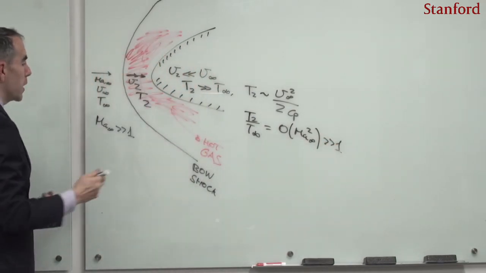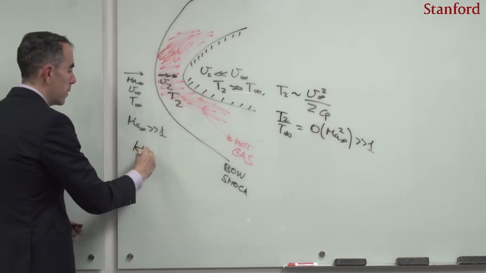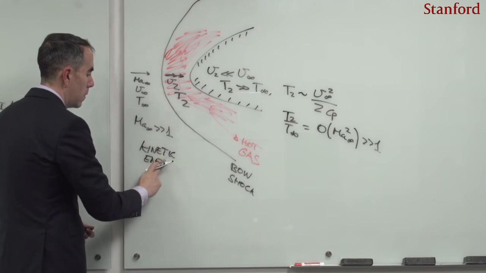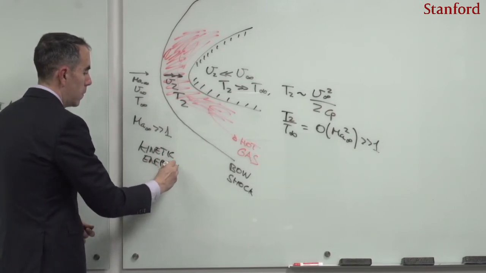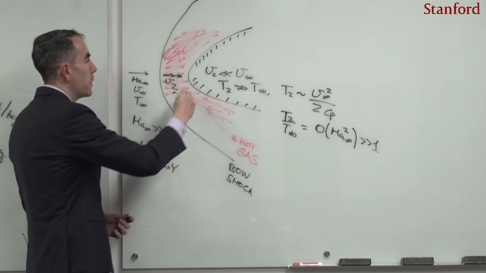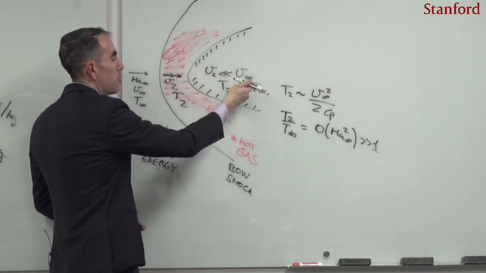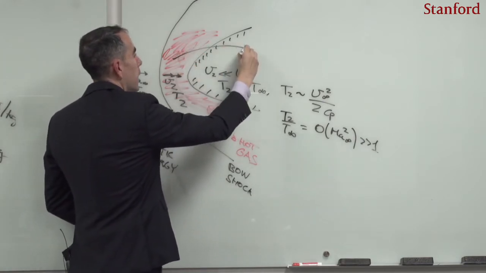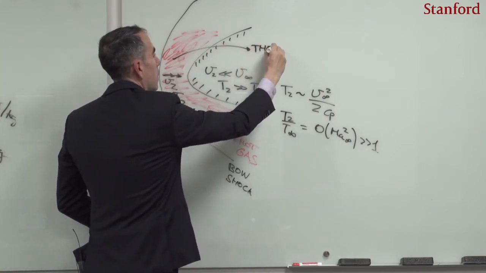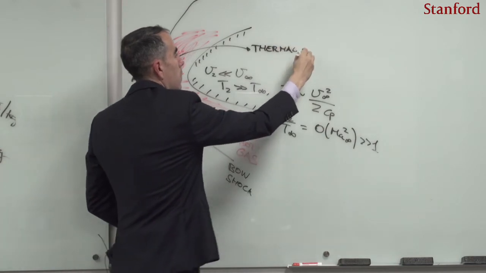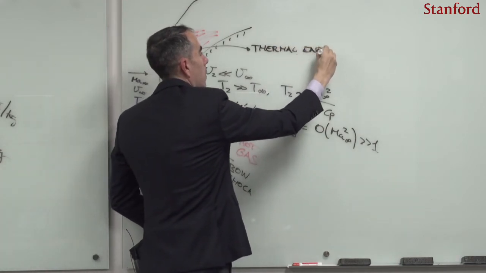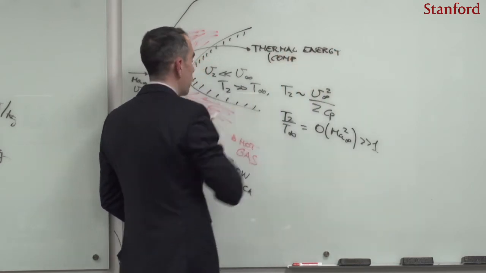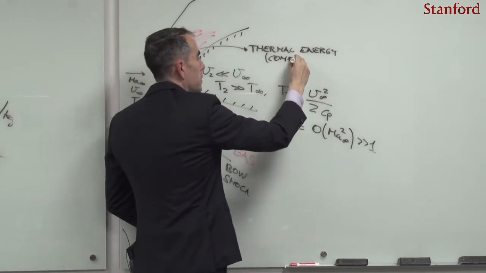So I have a situation here in which I have transformed kinetic energy of a fast flow into thermal energy. Here, the flow is much slower and the temperature is much higher. So here, I have thermal energy generation, or transformation of kinetic energy into thermal energy, because of compression.